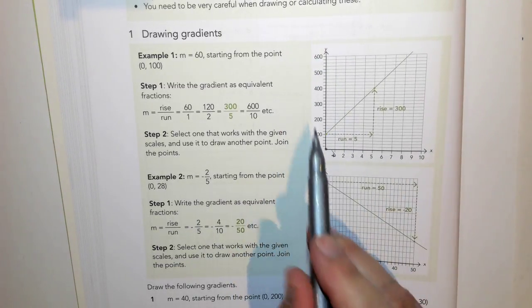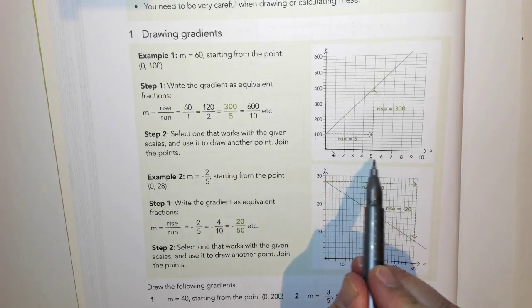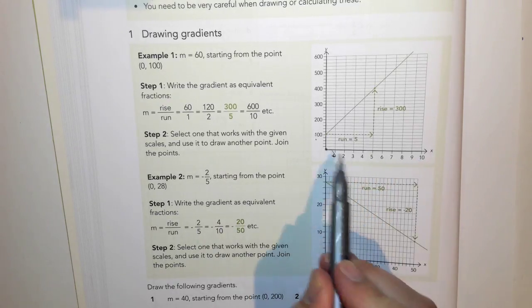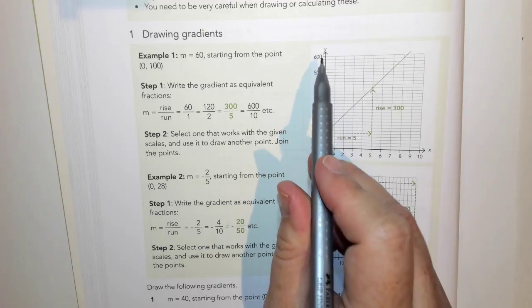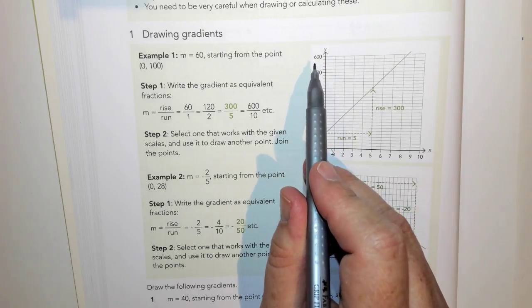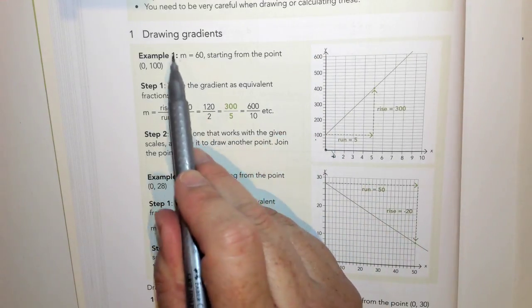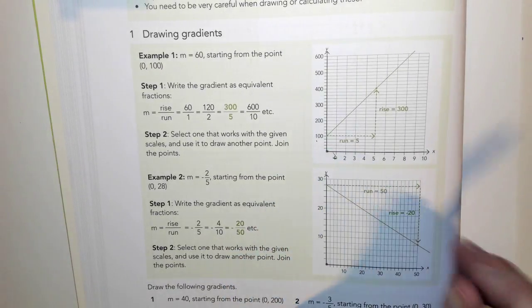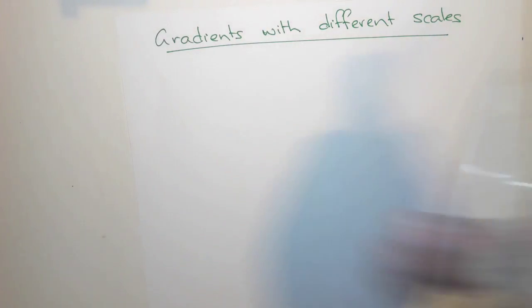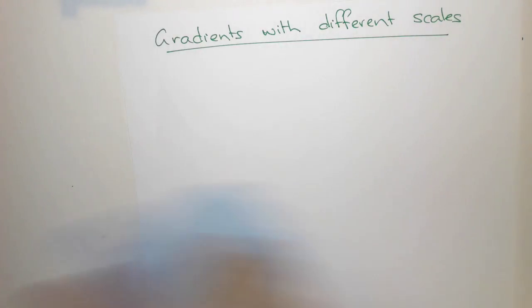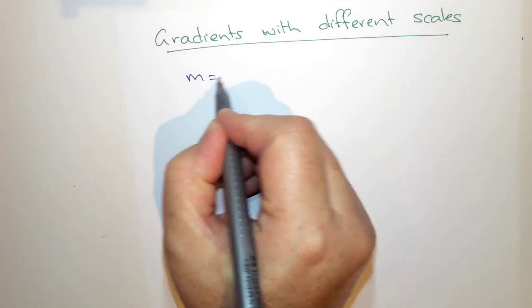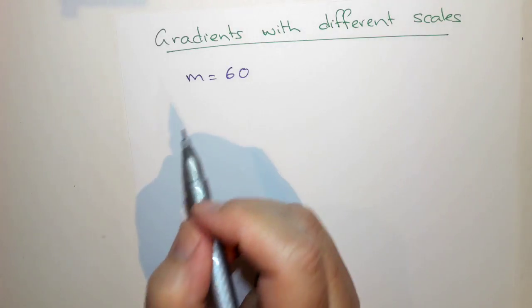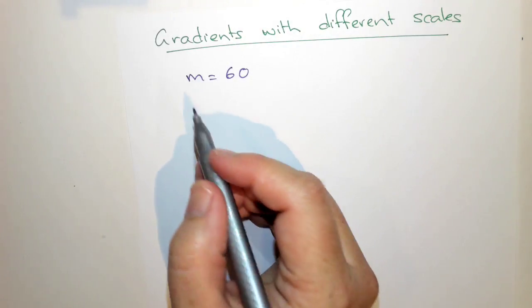Now these axes are not equal. Okay, 1, 2, 3, 4, 5. This is only going up to 10, whereas this axis here is going all the way up to 600. So we've got to think, how do I draw a gradient of 60 when my axes aren't equal? And what we do in this case is we've got our gradient m of 60. I need to make this into some equivalent fractions.